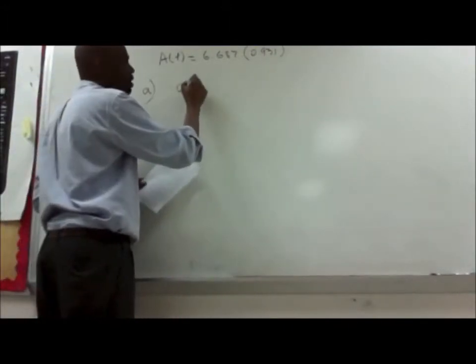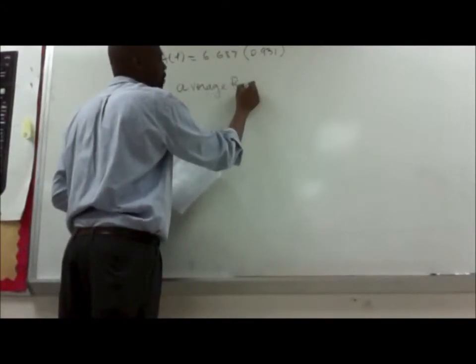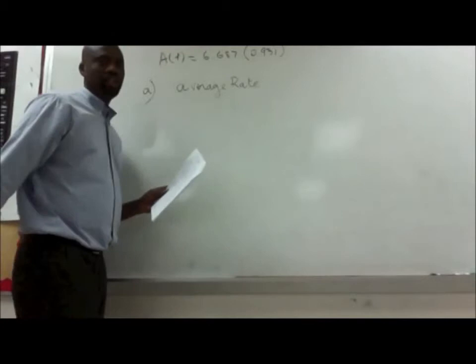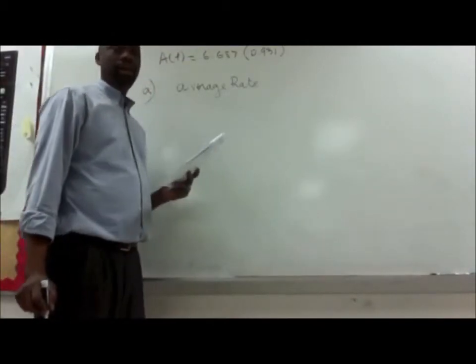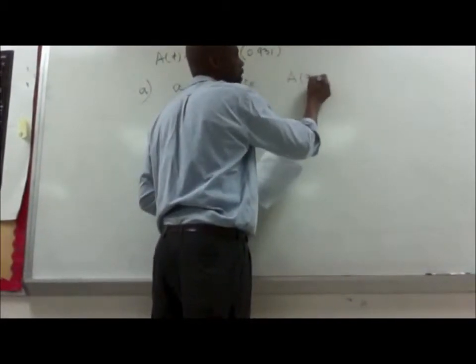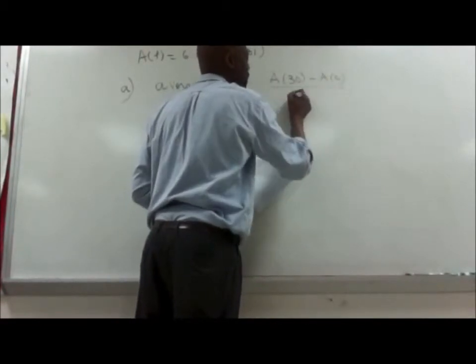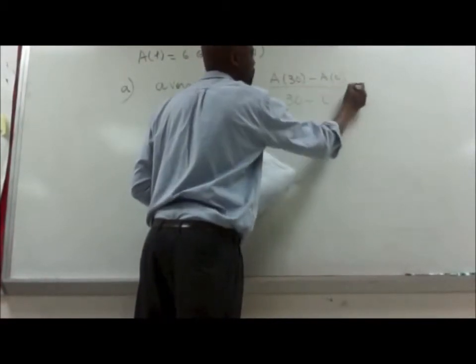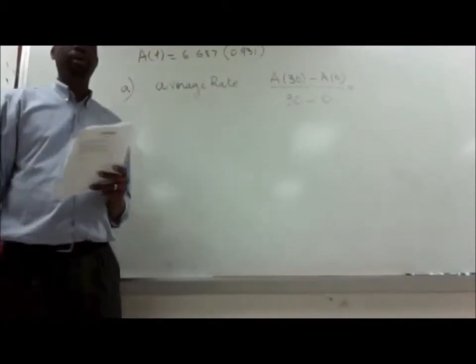The average rate between what? 0 and 30. So it's going to be (A(30) − A(0)) / (30 − 0). Now I want you to use a calculator to find how much that is.